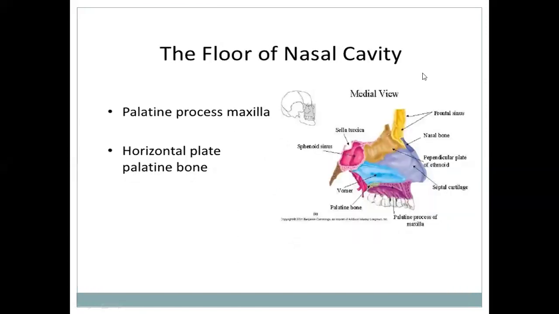So this is the floor of the nasal cavity. Two-thirds of the floor is formed by the palatine processes of the maxilla, shown in purple, and a small part is contributed by the horizontal plate of the palatine bone. This smaller area is the horizontal plate of the palatine bone, and the larger area is the palatine process of the maxilla. So these two bones form the floor of the nasal cavity.